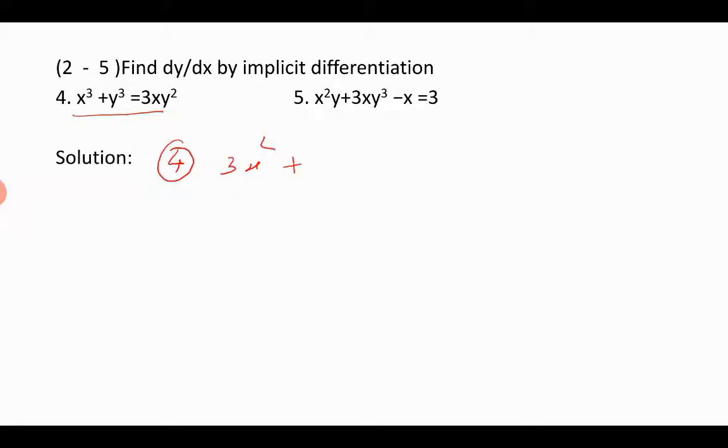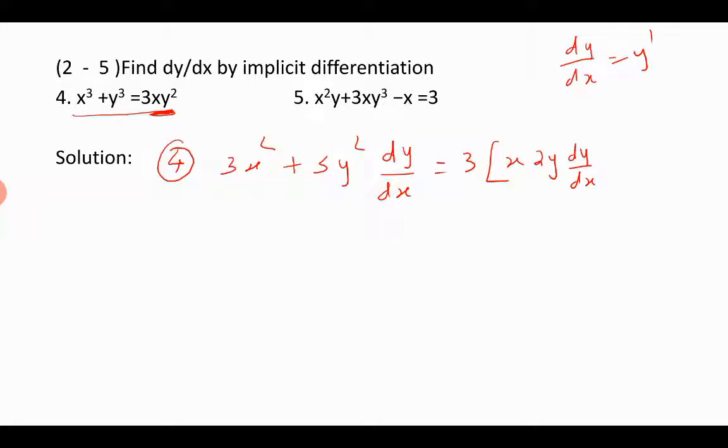When you differentiate y cube, we should remember the chain rule. y is a function of x, so this is 3y square, and whenever we differentiate y by implicit differentiation, we should write dy by dx. The right side, 3, is a constant. Now use product rule for the xy square term. Keep x, differentiate y square, you get 2y and dy by dx. For simplicity we can use dy by dx as y prime. It could have been easier to use that notation.